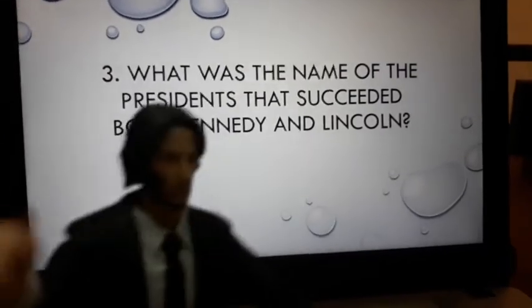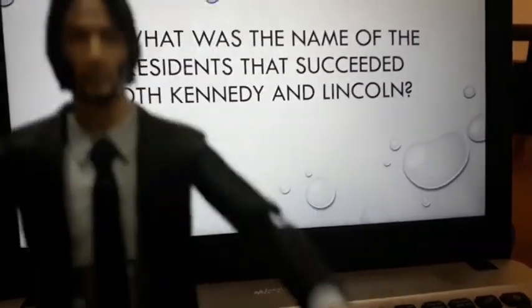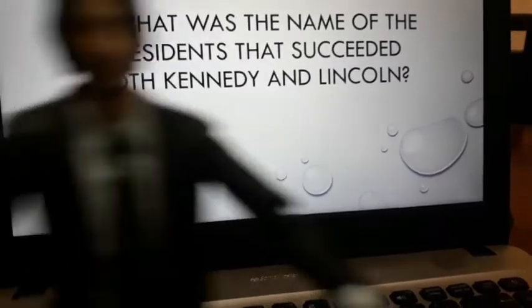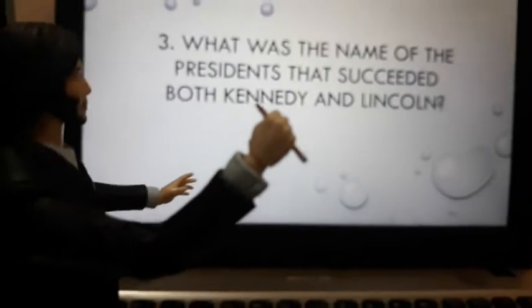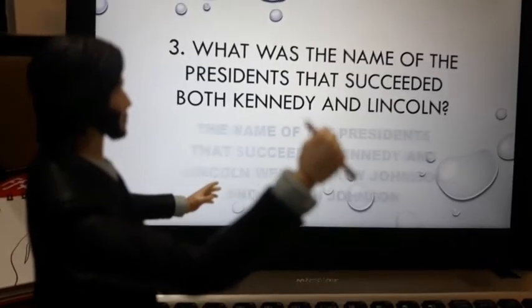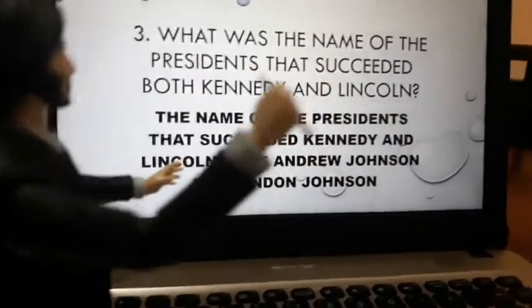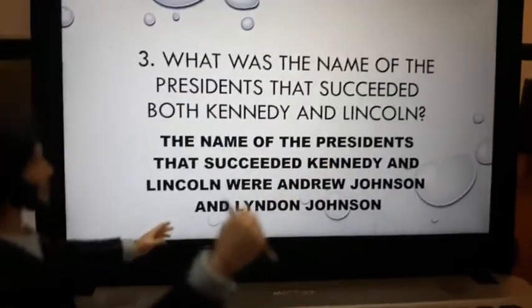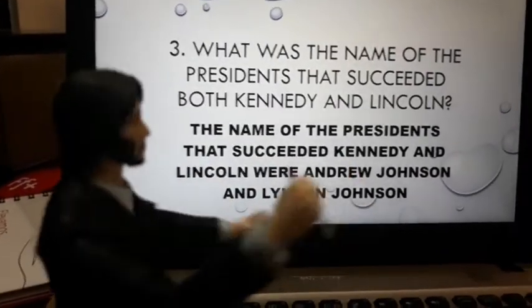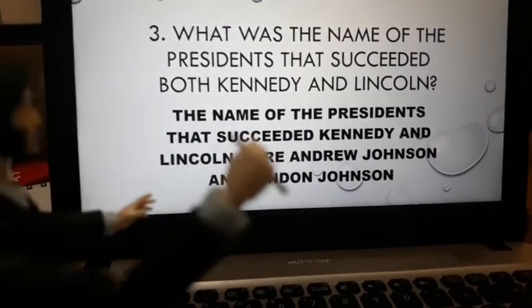What were the names of the presidents, plural, that succeeded both Kennedy and Lincoln? Let's hear the answer. Okay. It says, the names of the presidents that succeeded Kennedy and Lincoln were Andrew Johnson and Lyndon Johnson. Okay, that will be the correct and complete answer. That's it. Let's go with number 4.